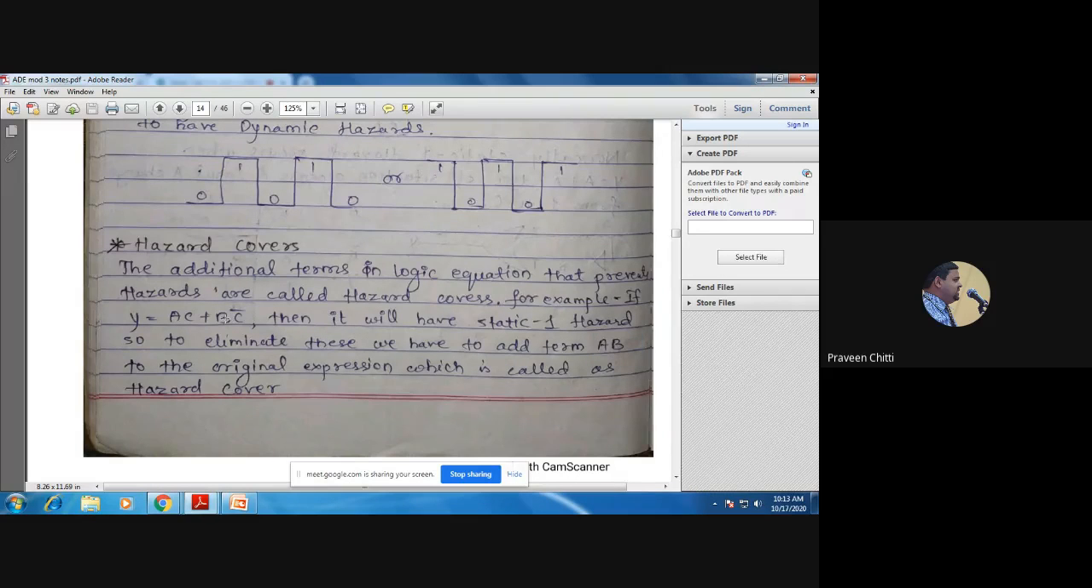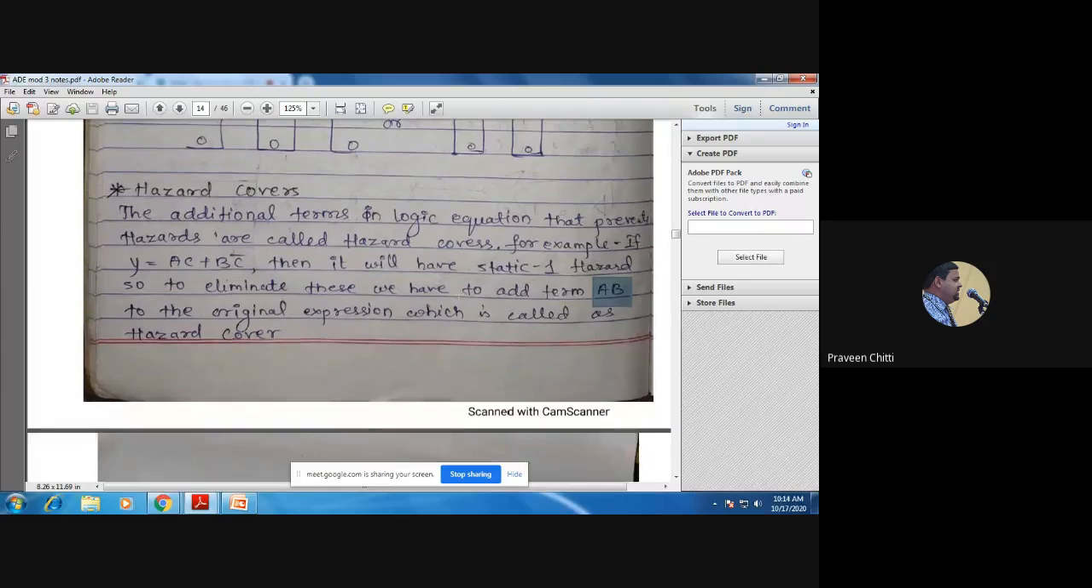If I add this term AB in this particular circuit, then we get the expression Y = AC + BC bar + AB, and then we can say that the circuit is hazard free. This additional term AB which we are adding is called a hazard cover. I have explained here the definition of hazard cover. As I already told, we have a procedure to check whether there is a hazard or not, and how we can add a hazard cover to it.